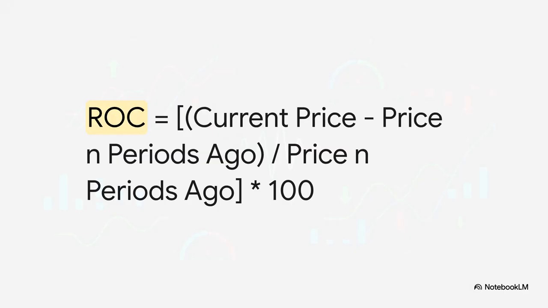Moving on to Section 2, the ROC formula, popping the hood on the math. Okay, I know the math might look a little daunting at first glance, but it's actually super simple. The ROC equals the current price minus the price n periods ago. You then take that result, divide it by the price n periods ago, and multiply the whole thing by 100 to get a clean percentage.